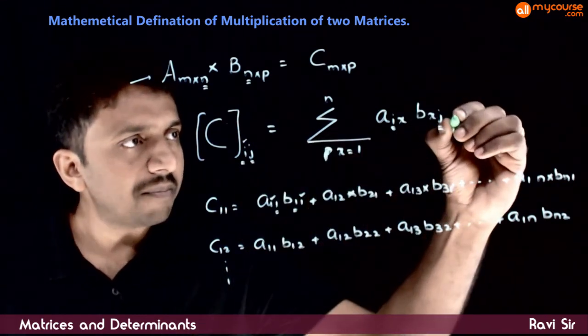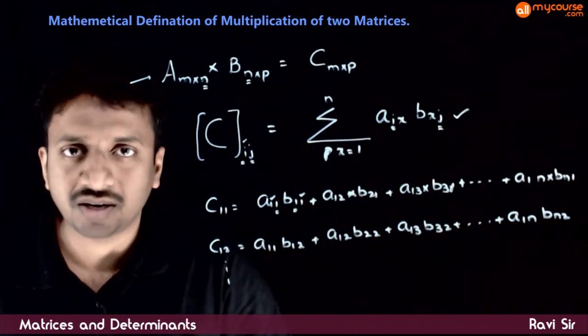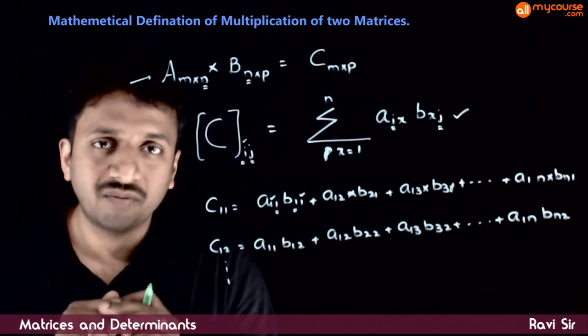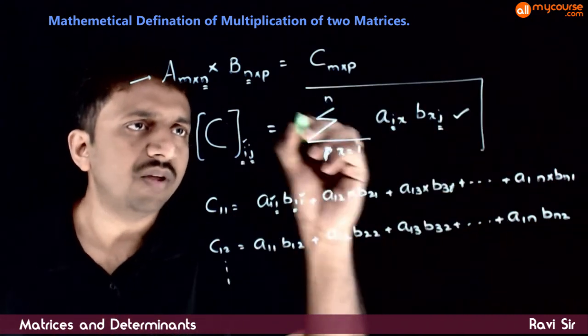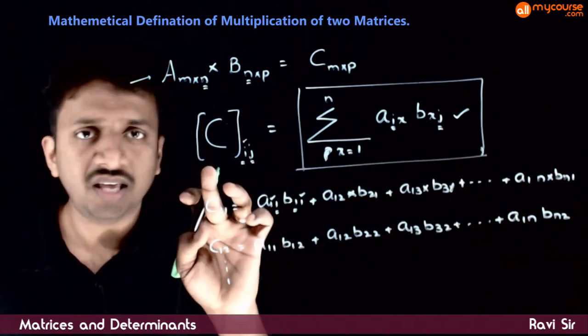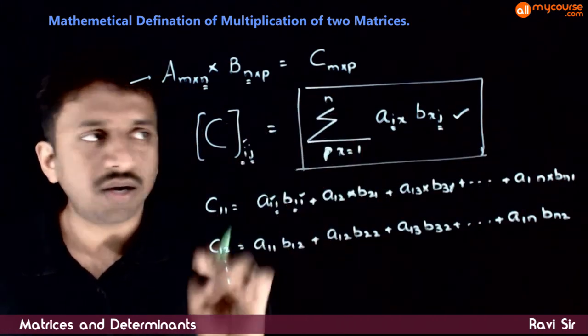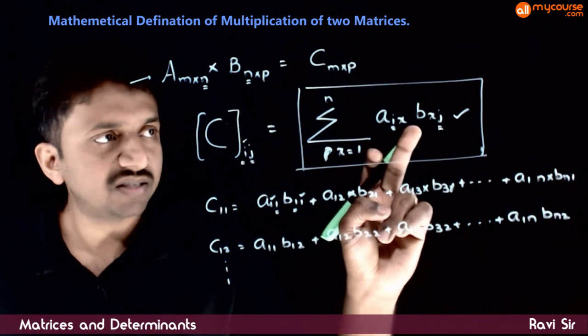So this is the mathematical definition of the product. Whenever you are given analytical questions, this definition will be useful. So Cij is sigma x equal to 1 to n, A ix into B xj.